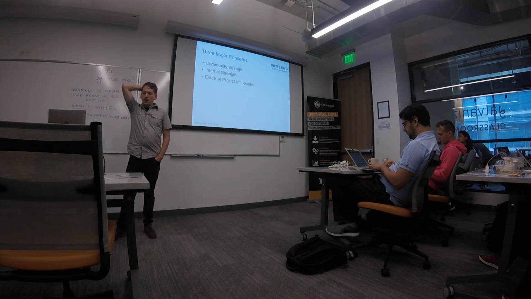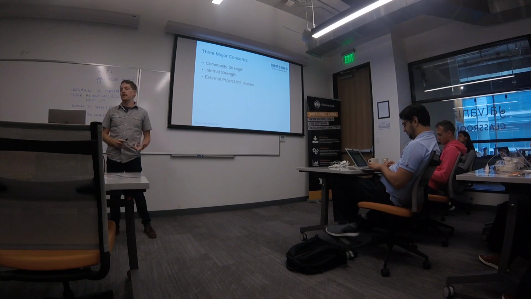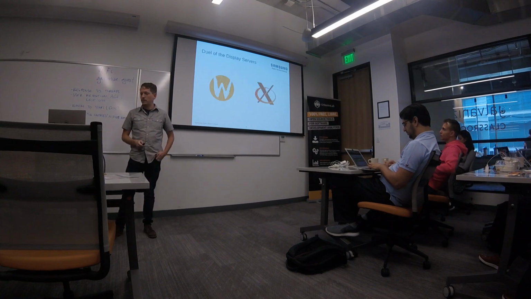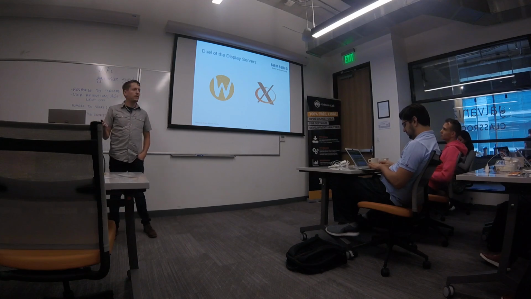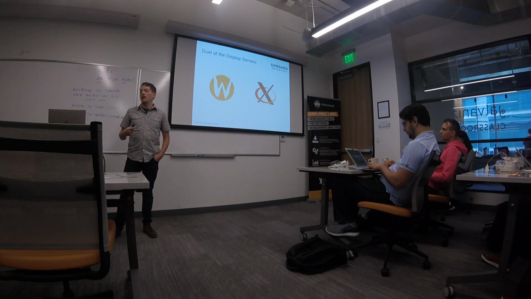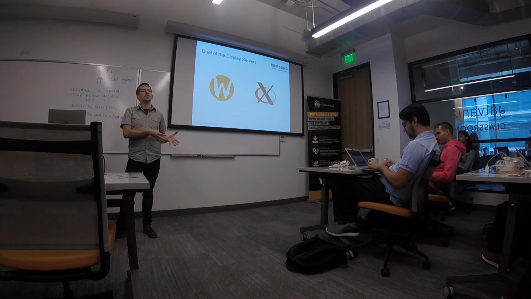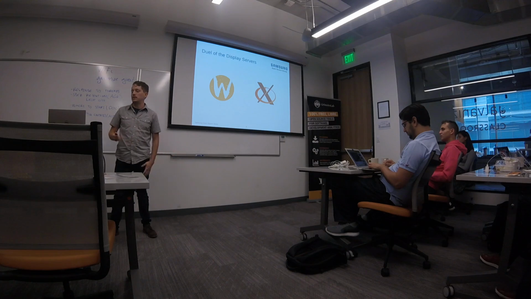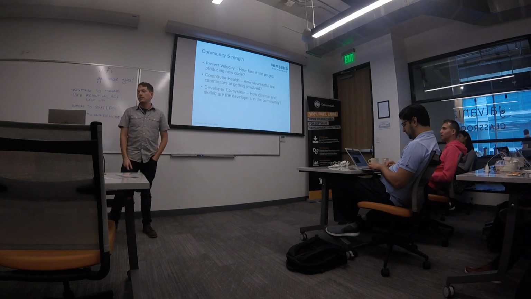So I'm looking at this from three major perspectives: community strength, internal strength, so how good our company is at it, and external project influences. And the examples will all be from these two projects, which is Wayland and X. They're two display servers. X has been around for a very long time, very mature. Wayland's kind of a new kid on the block, although it is getting a lot more mature these days. And the general consensus is that everyone is moving from X to Wayland. So I think we get an illustration of what happens when one project transitions to another.